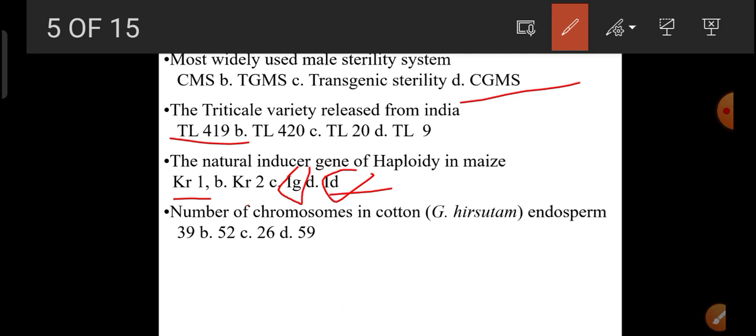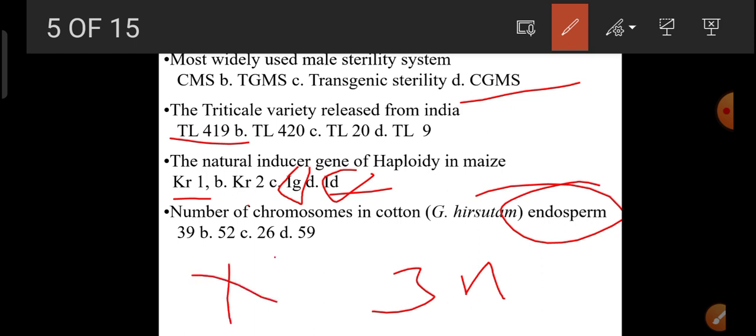Next question and last question. Number of chromosomes in cotton endosperm. As you know, endosperm is always having 3N ploidy number. Then in case of cotton, as you know, cotton Gossypium hirsutum is a tetraploid. The chromosome number of it is 52. If we take the basic chromosome number or X, it is 13. 13 means here N. N is 13, into 3 is 39. So the answer is 39.